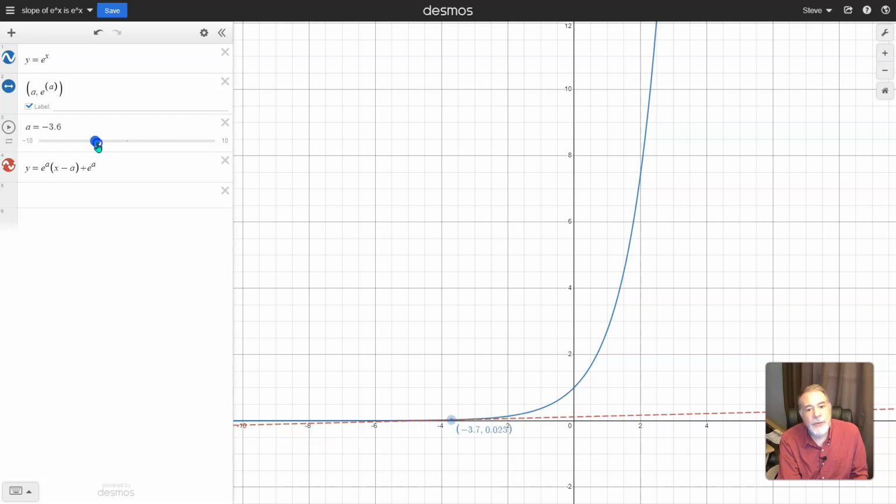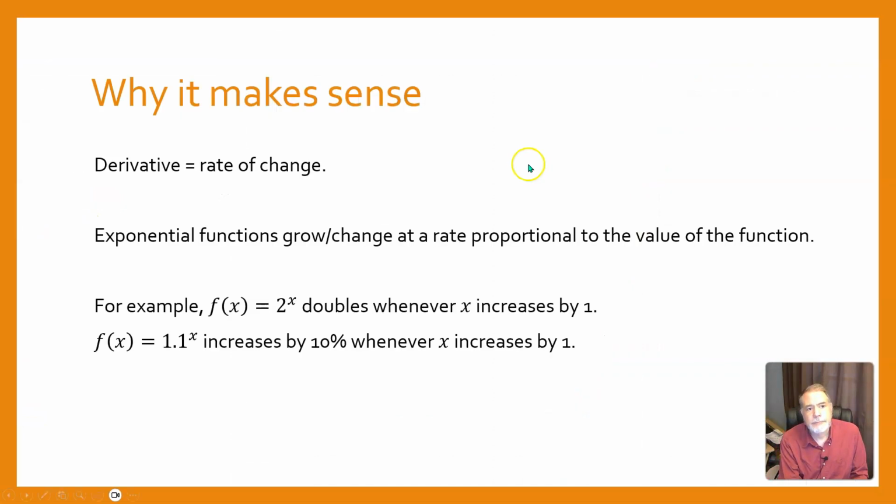And no matter where we are on this curve, either over here where the y-coordinates are just a little bit above 0, or over here where the y-coordinates get really big, the slope of the tangent line, which is the value of the derivative, is exactly the same as the y-coordinate. The value of the derivative is the same as the value of the function itself.